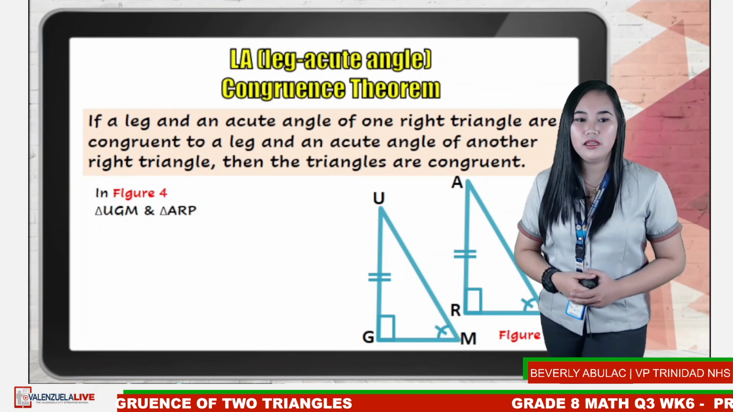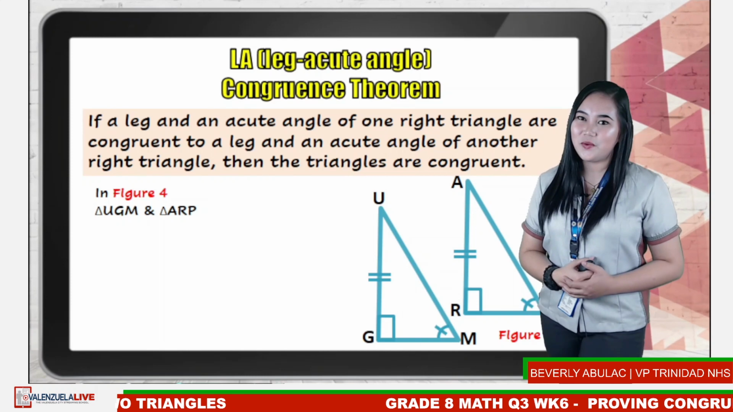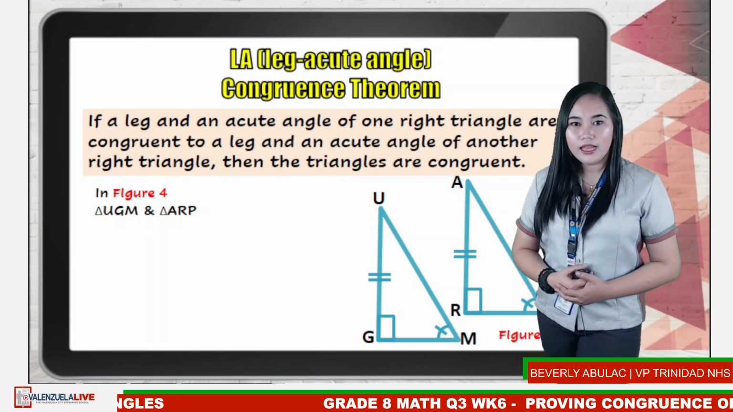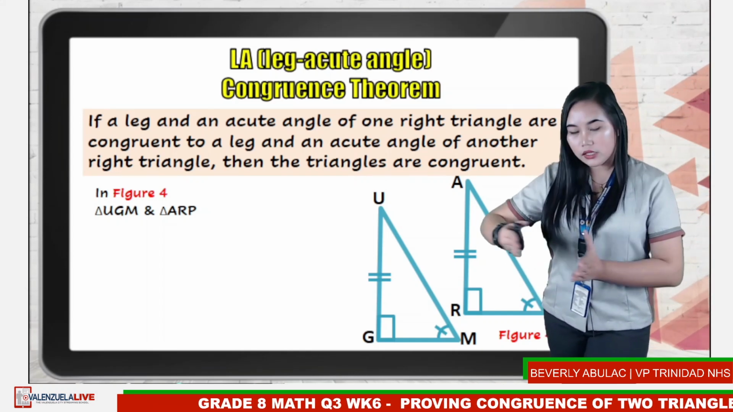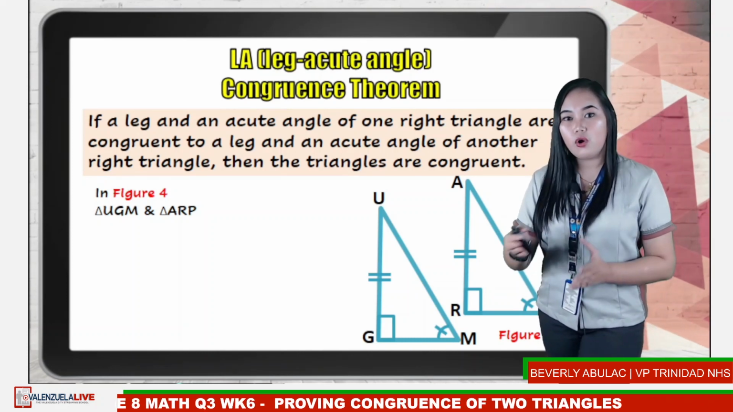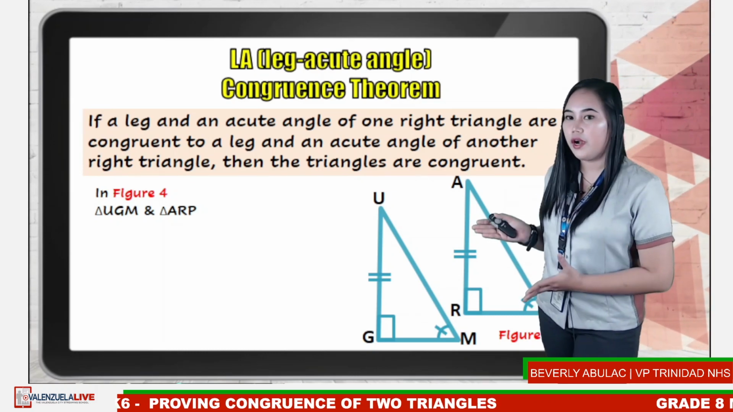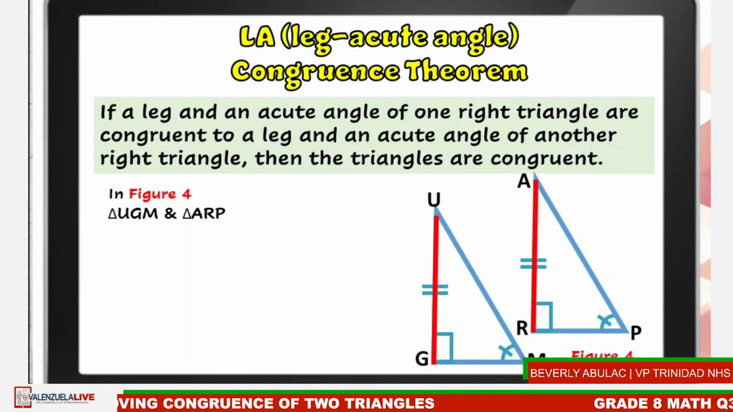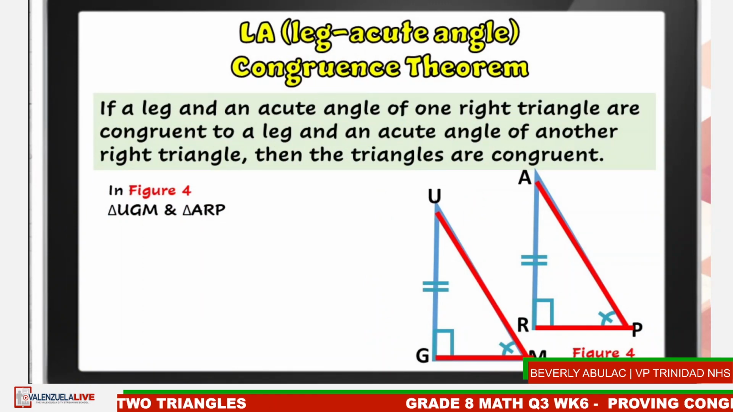Next one, we have the LA congruence theorem, or the leg acute angle congruence theorem. If a leg and an acute angle of one right triangle are congruent to a leg and an acute angle of another triangle, then the triangles are congruent. In the 2 right triangles in figure 4, segment GU and segment RA are the congruent legs as marked, and angle M and angle P are congruent acute angles as marked.